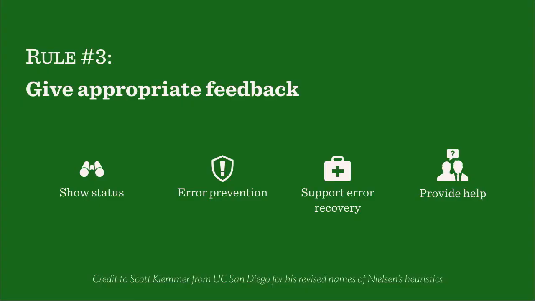So now we're going to talk about the heuristic rule of giving appropriate feedback. And you do that, when you're using an interface, how do you know what just happened? From the feedback that it gives you.